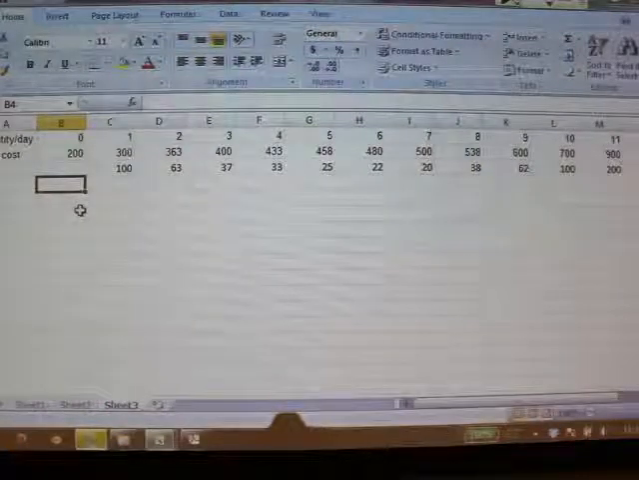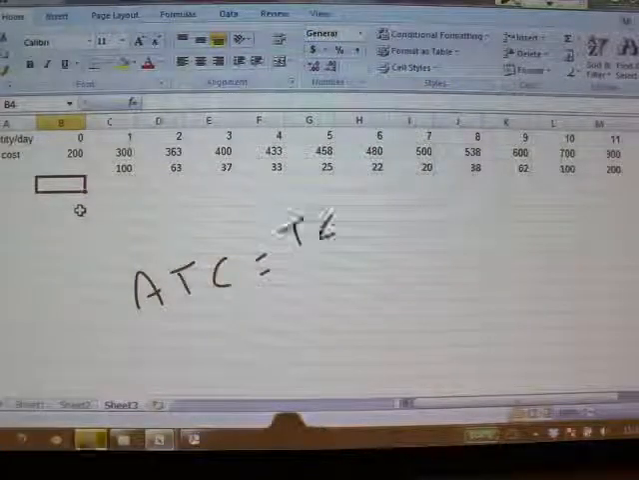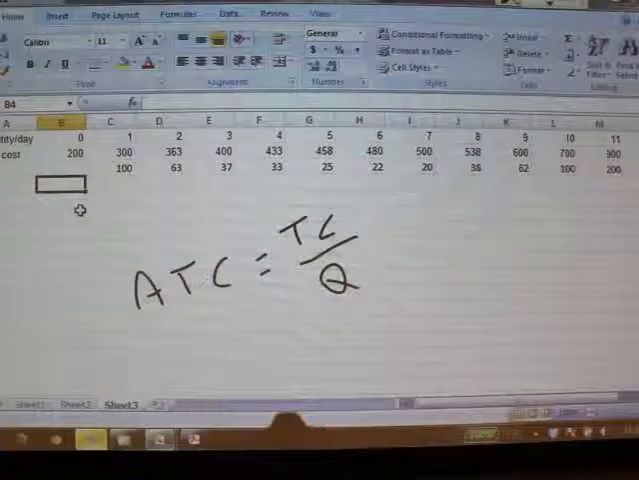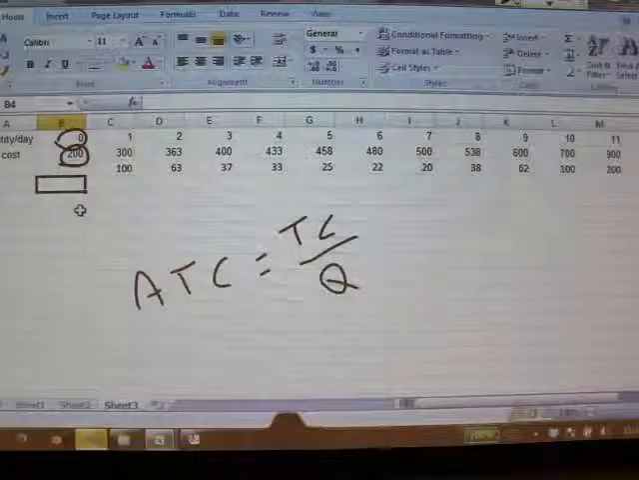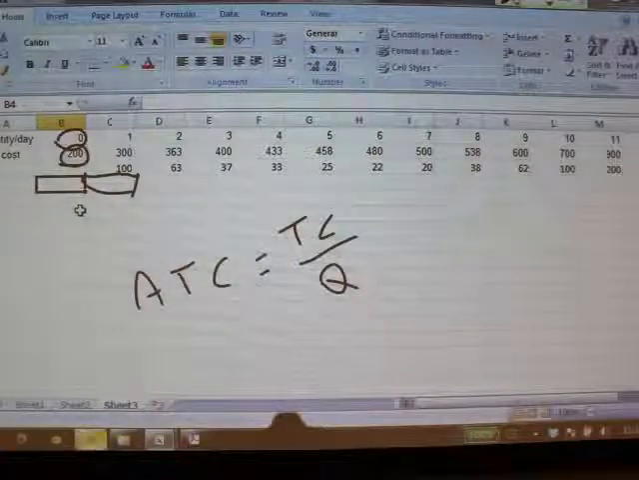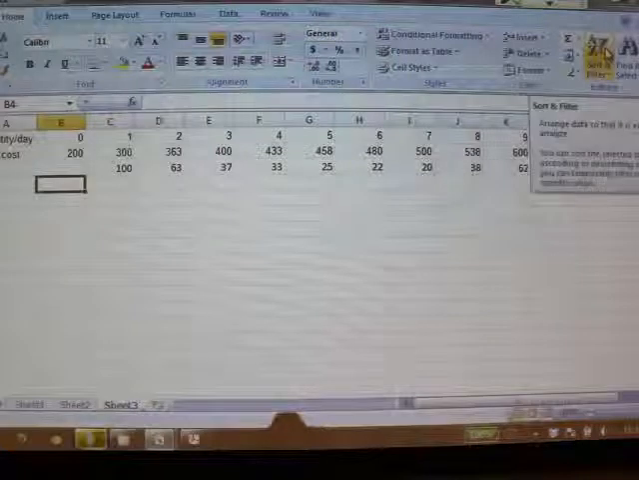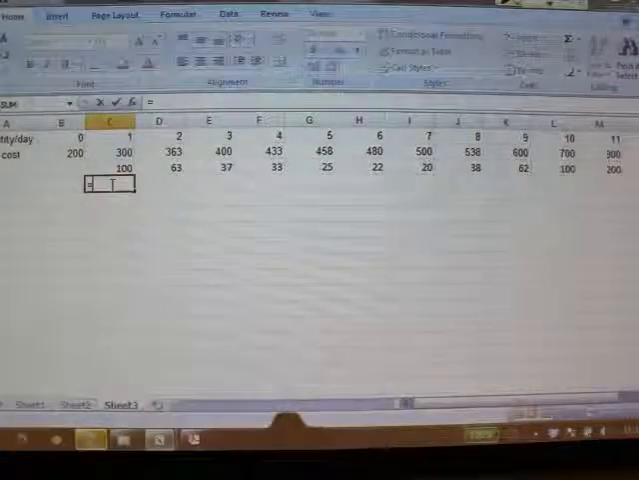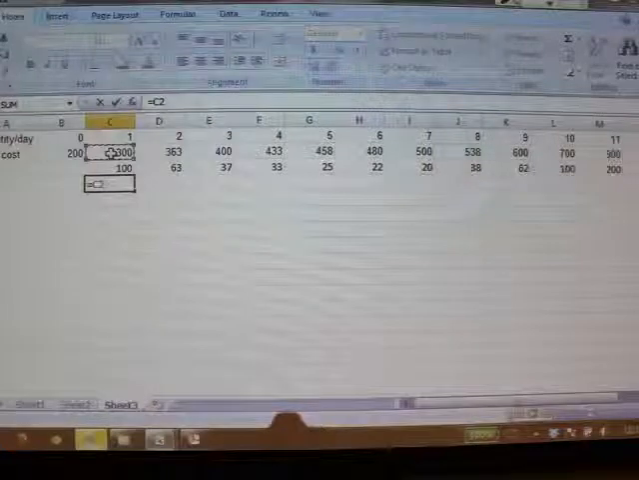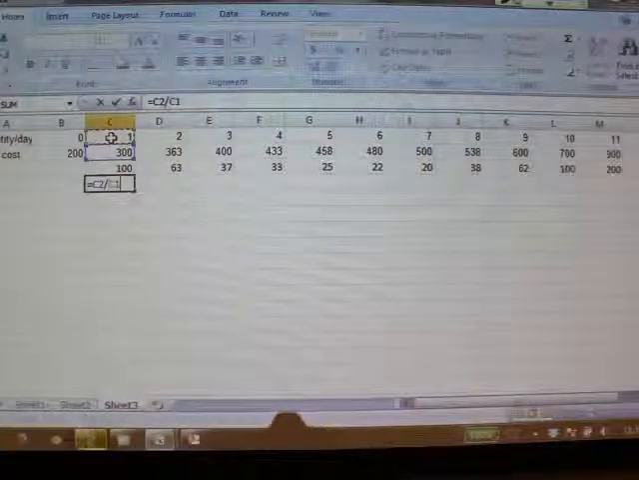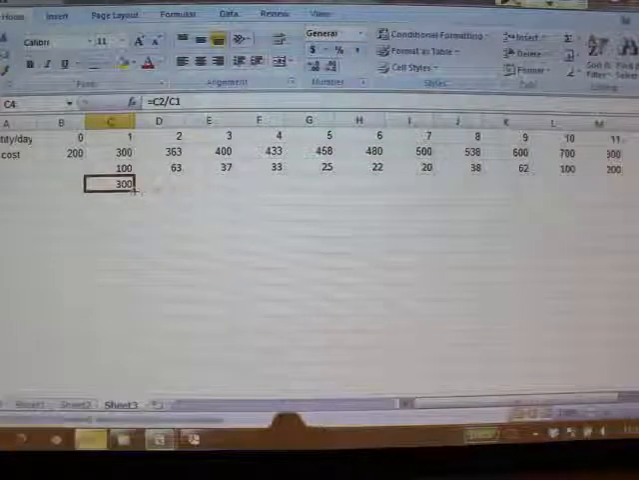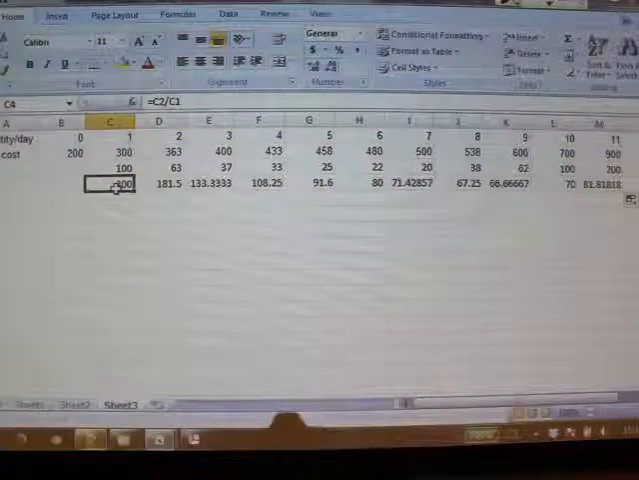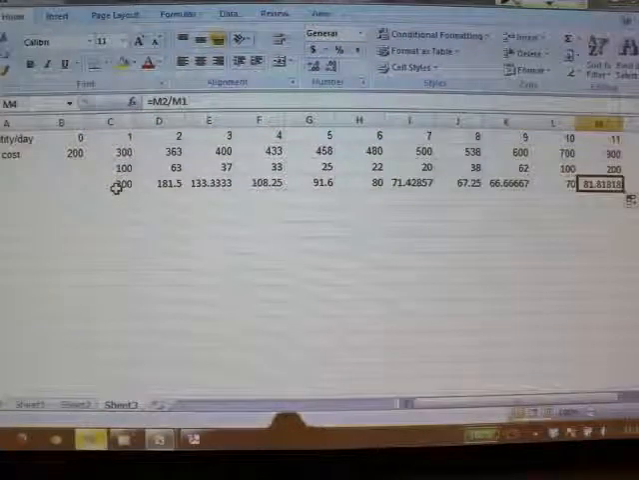So what is average total cost? The formula is total cost over Q. We probably don't want to calculate it for Q equals 0, because it's going to be 200 over 0. So let's start in this cell here. In Excel, type equals, click cell C2 for total cost, divided by quantity in cell C1. So the average total cost when you're producing 1 is 300. Let's see how this changes as we increase production. We see that average total cost falls and eventually rises.